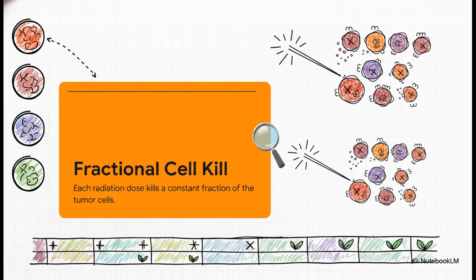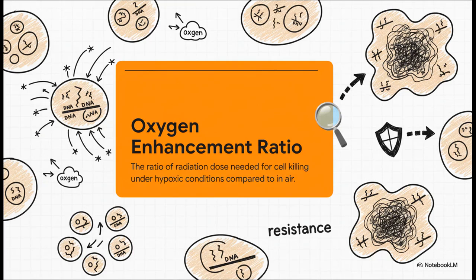This is another key concept you've got to understand. A single dose of radiation doesn't kill a fixed number of cells, like, say, 1,000,000 cells. No, it kills a fixed percentage, a fraction of whatever cells are there. So this is why we don't just give one massive dose. We use fractionation. We give many smaller doses over several weeks. This gives our normal, healthy tissues time to repair themselves between treatments, while we just keep chipping away at the tumor population.